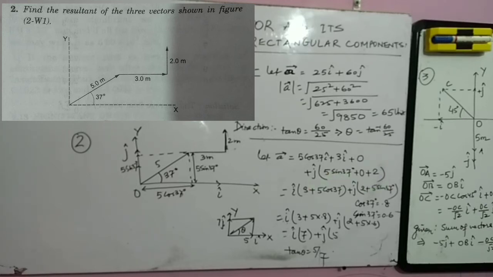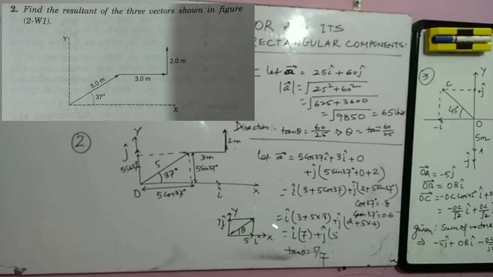So what we are getting for the first vector is 5 cos 37 degree i plus j 5 sine 37 degree. The second vector is 3i only, and the third vector has only a y component, and that is 2j. It does not have any x component. Fine. So now separating i and j, cos 37 degree is equal to 0.8 and sine 37 is equal to 0.6. So you are substituting the values and getting the vector A.